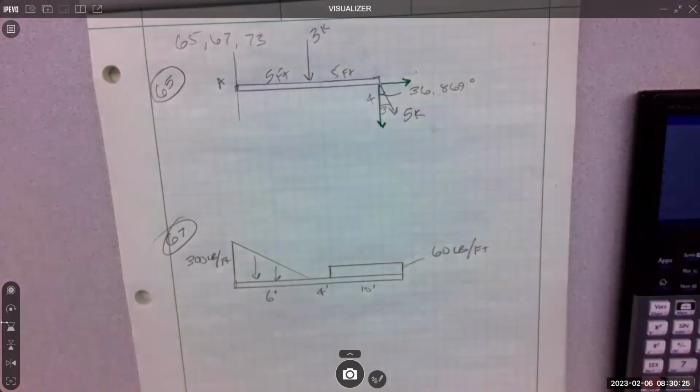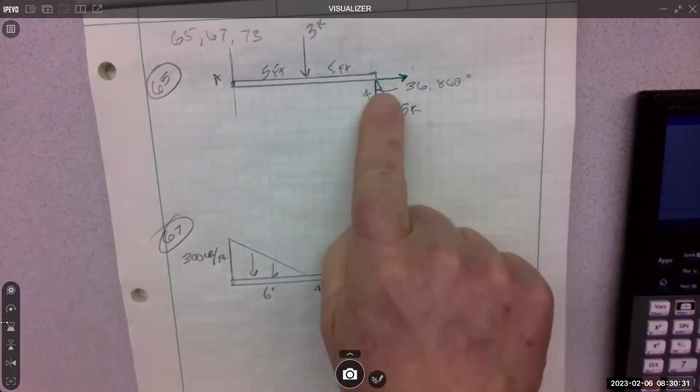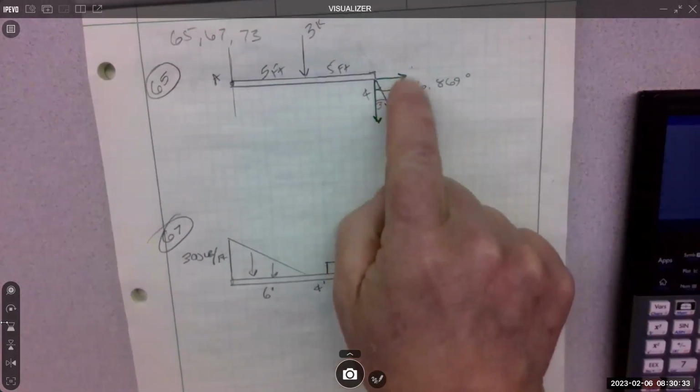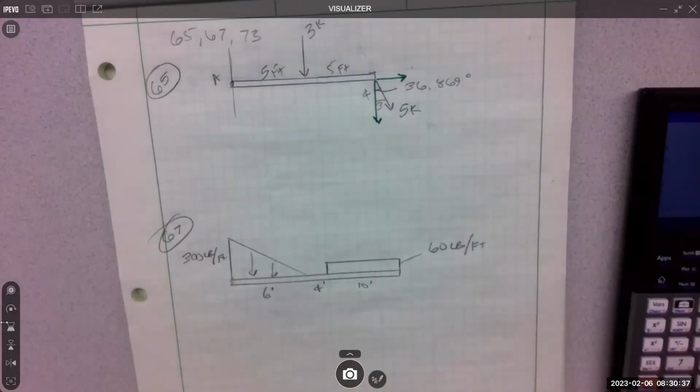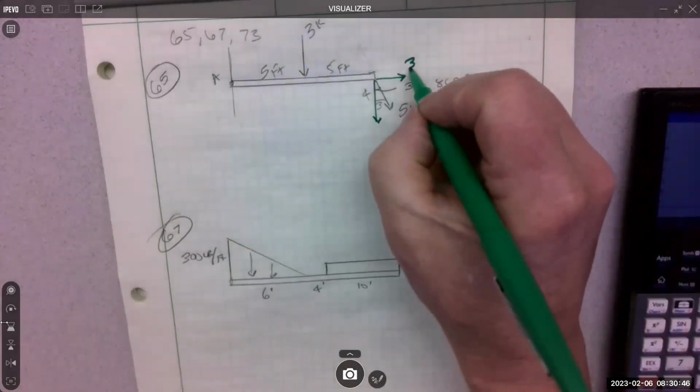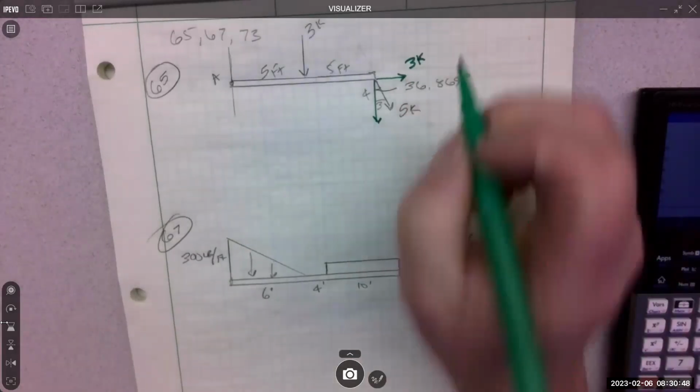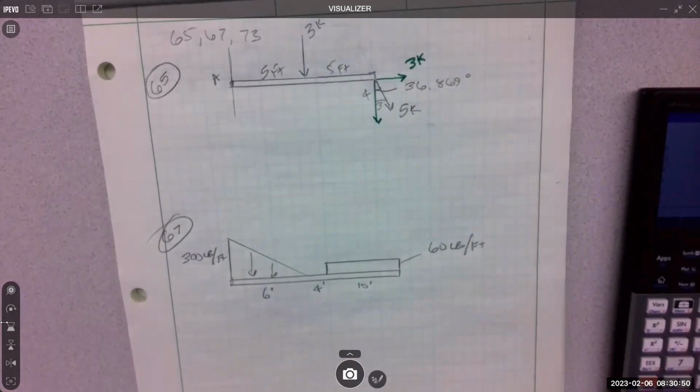If you do the other angle, it's fine. You just got to keep track of which one you're doing, right? So then I know opposite of that angle is going to be this X force. So I'll take that 36.869 and do the sine of it and then multiply by 5K. 3. I did cosine instead. That's fine. That should work.